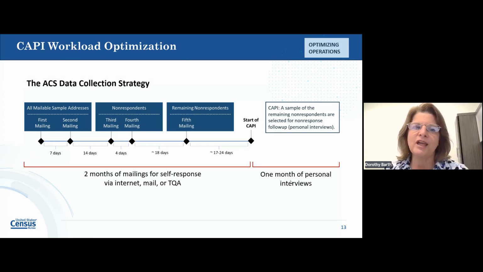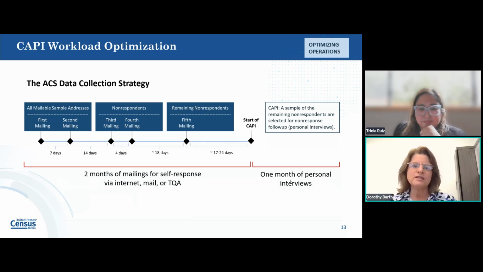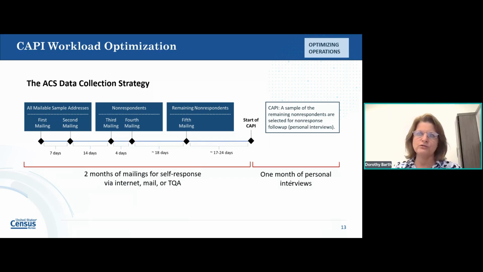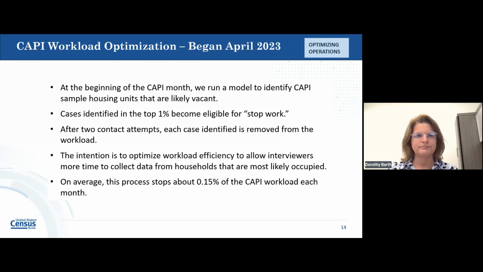Just before I talk about CAPI workload optimization, I'm just going to remind you that every monthly panel we have, 12 monthly panels, has 3 months of data collection. So the first 2 are for self-response. The last month is for CAPI interviewing, computer-assisted personal interviewing. That's what this project touches.